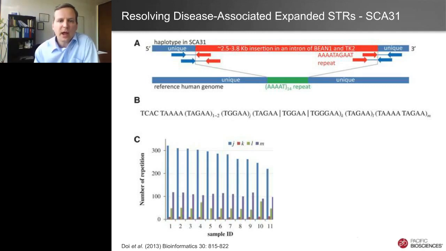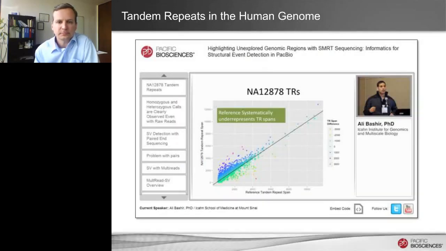And the graph on the lower right here shows the length of these indices, J, K, L, and M, the length of these repeat units for 11 different individuals. And the height of the bar indicates the length of these subunits, and you can see that for every single individual, they're different. So these are highly dynamic, structurally polymorphic regions of the genome where you really need the long-read technologies to resolve them and characterize them properly for this particular brain disease.